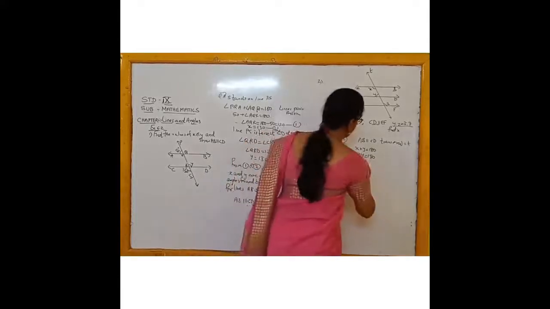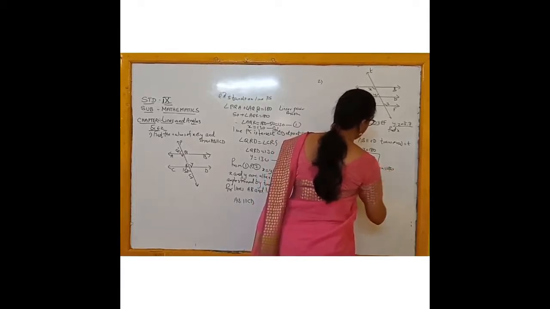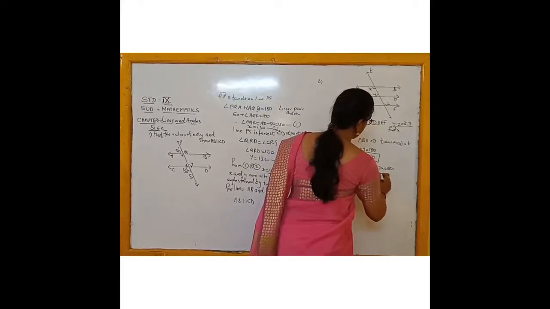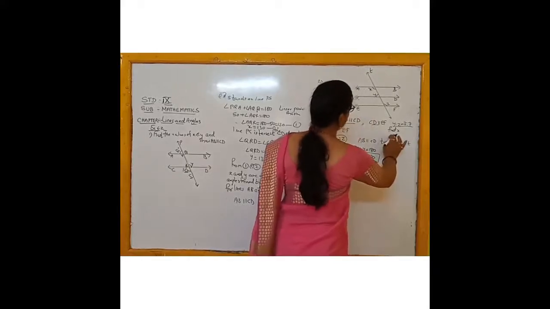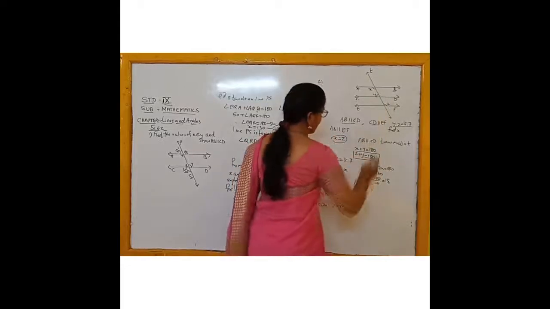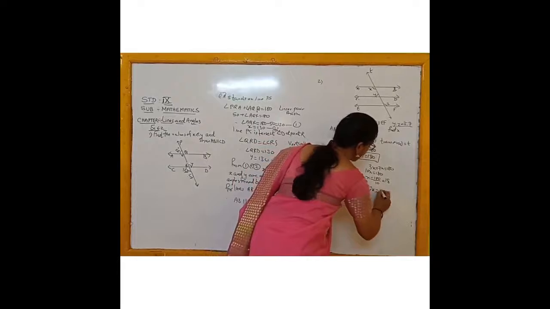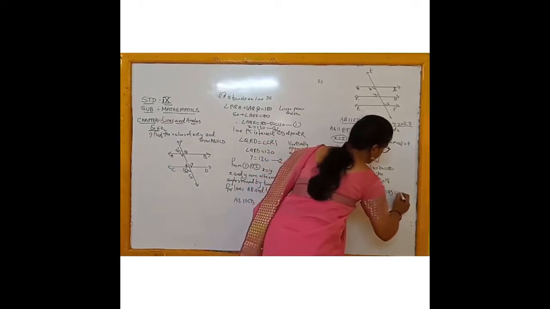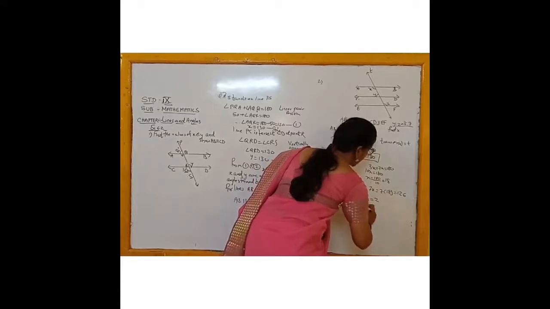Now substitute the value here. In this, 3x plus 7x is 180. 10x is 180. x is equal to 180 upon 10, that is 18. Now what do you find out? The value of x. So for that we will find out z. Z is equal to 7x, 7 into x. That is 7 into 18, 126.